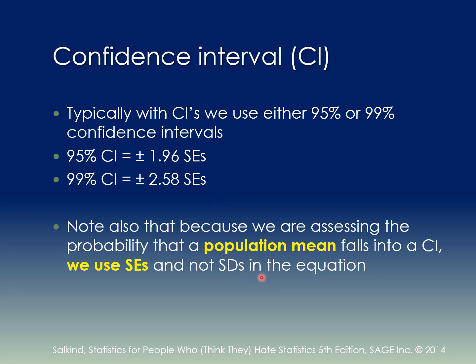Note also that because we're assessing the probability that a population mean falls into a confidence interval, we use the standard errors and not the standard deviations in the equation. That kind of makes sense. A confidence interval has to do with where the population mean falls. Therefore, we have to use standard errors and not standard deviations.